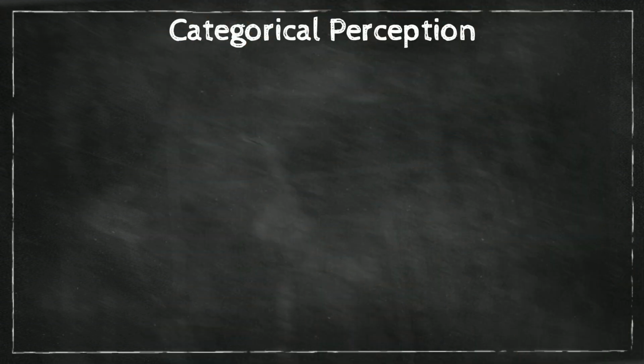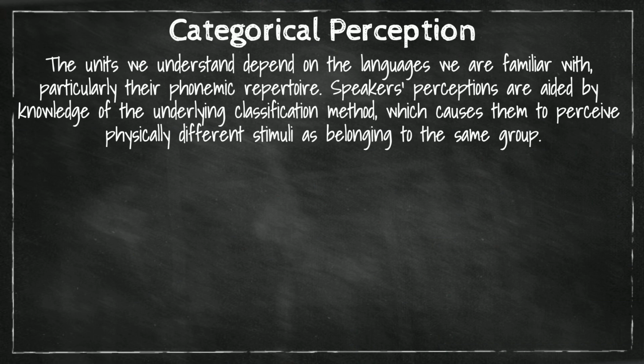Next, we have categorical perception. The units we understand depend on the languages we are familiar with, particularly their phonemic repertoire. Speakers' perceptions are aided by knowledge of the underlying classification method, which causes them to perceive physically different stimuli as belonging to the same group. This video is an example of categorical perception. The pronunciation between the native speakers and non-native speakers is different.